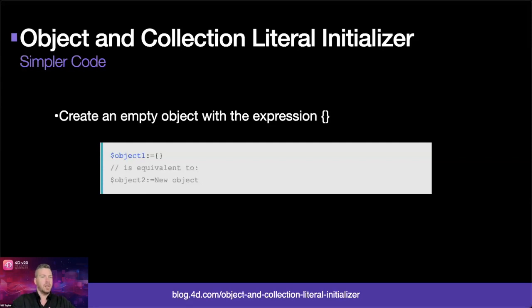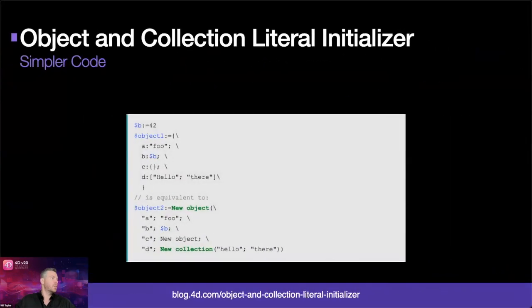So object literals let you initialize an object with the properties and values enclosed in curly braces, like here. See what you have here, object 1 is equal to the curly brace. That's the same as object 1 being set to new object. And you have this way of setting two equivalent objects, object 1 and object 2. Object 1, everything is done inside of the curly braces. And then object 2, everything is done with new object and new collection. So as you can see, it's a slick new way to do what you've been doing already in a more concise way.